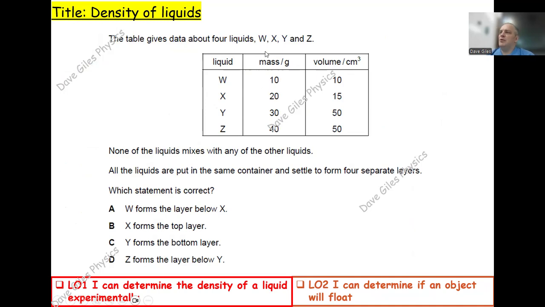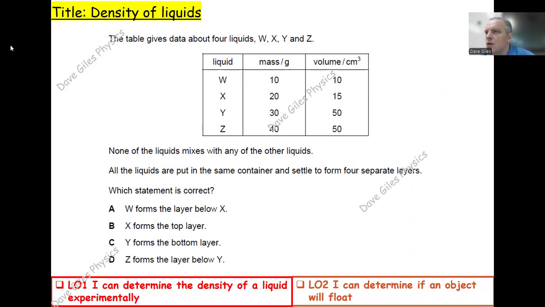The table gives data about 4 liquids, W, X, Y and Z. None of the liquids mixes with any of the other liquids. All liquids are put in the same container and settle to form 4 separate layers. Which statement is correct? Basically, it's about where they will all land. So what you need to do is work out the density of each liquid. I haven't got my pen with me, so I'm just going to have to write using the pen function here, using my mouse. So I'm going to work out the density of each liquid.